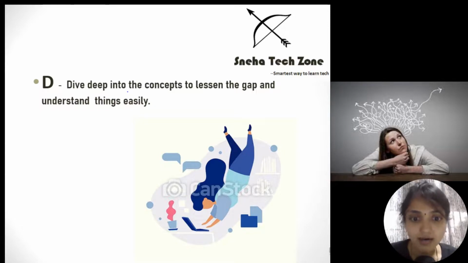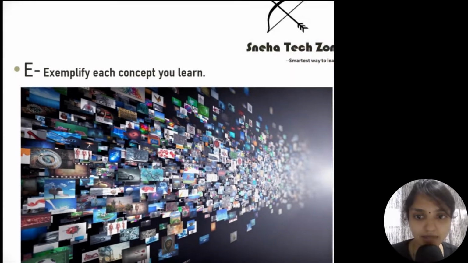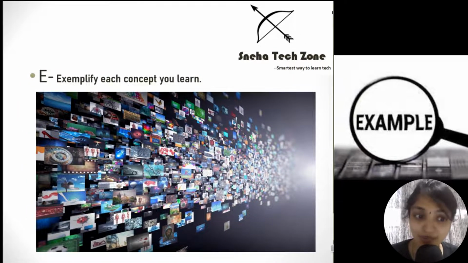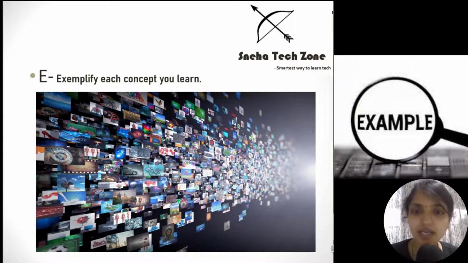Now comes our last step, E. Exemplify each concept you learned. This is the most beautiful phase actually. Why do I say this? By the time we come here, we are very clear what is happening with the concept, how we implement it, and you don't have any gaps as well. You learned everything thoroughly. Then comes the real-time world where we are implementing it: the concept you have learned, where it's being used.